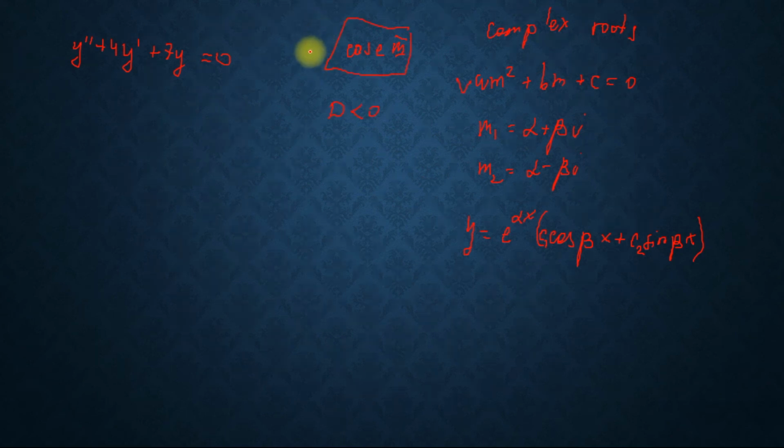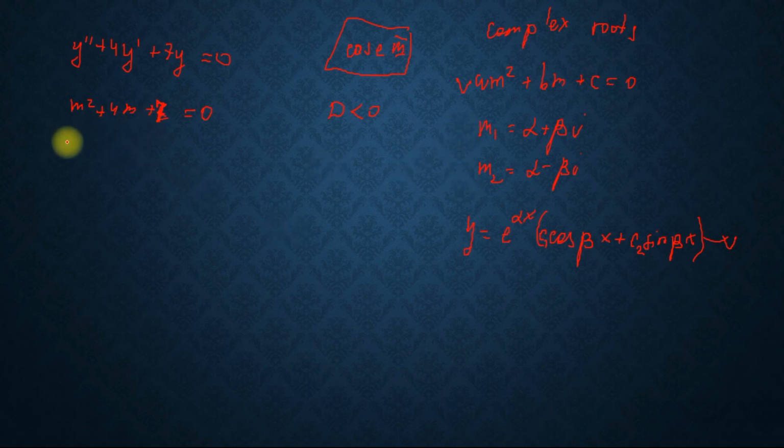Consider case 3. In case 3, we have complex roots. If this equation has complex roots, such as m1 equal to alpha plus beta i and m2 equal to alpha minus beta i, then the solution of the differential equation will be this function. Let's consider, for example, this differential equation and find its solution. In this case a is equal to 1, so we write m squared plus 4m plus c is equal to 0, and c is equal to 7, so I need to write 7 here. So I need to solve this equation and find m1 and m2.